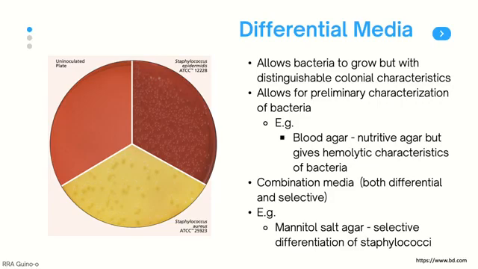And mannitol salt agar is used to preliminarily identify Staphylococcus aureus, which turns the agar yellow, like you can see on the bottom, while other species of Staphylococcus only produce colorless to white colonies. You should also note that this kind of agar contains a very high salt content, which inhibits the growth of most bacteria, while allowing for growth of Staphylococcus.